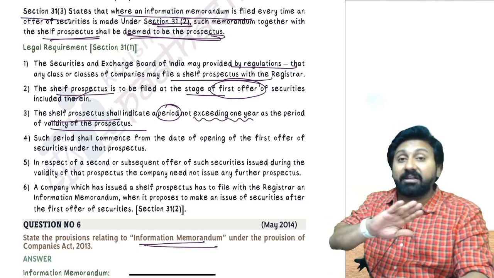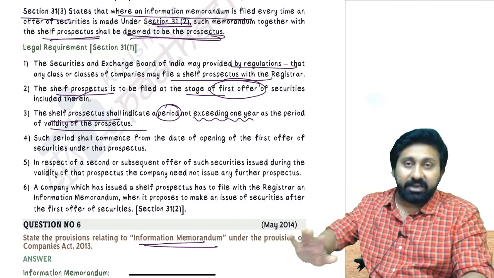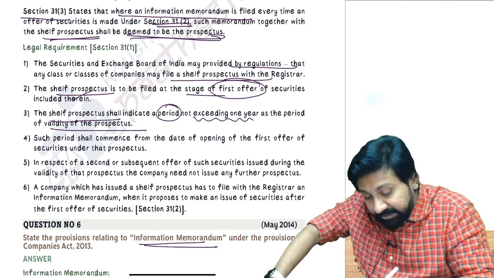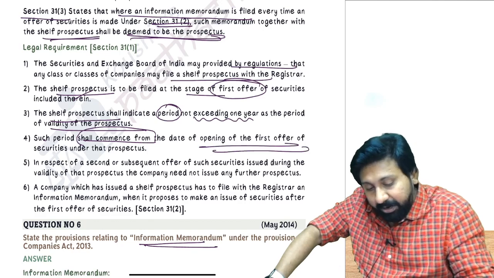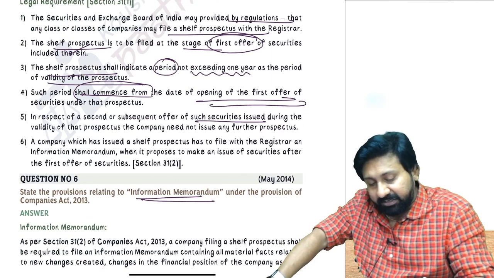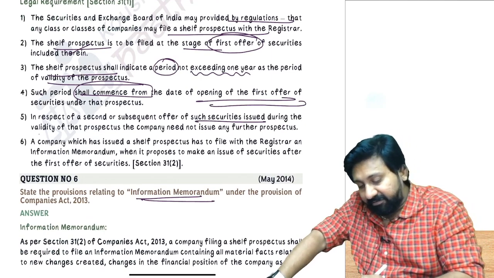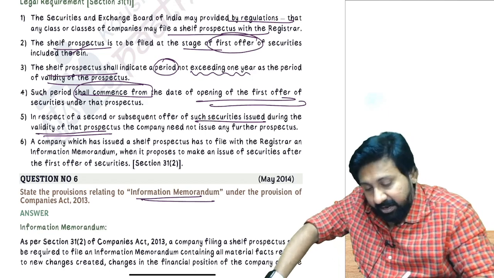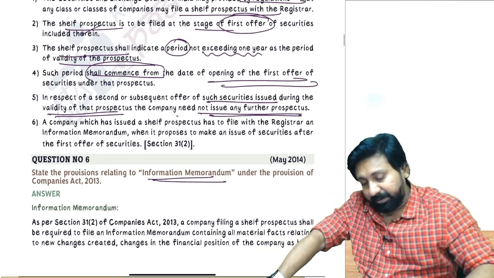I said 1 year, not 1 calendar year, 1 financial year, any 1 year. Such period shall commence from which date? Date of opening of first offer of securities. In respect of second offer of such securities, during the validity of the prospectus of 1 year period, company need not issue any further prospectus.